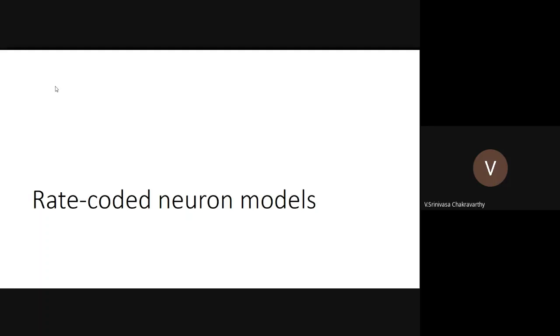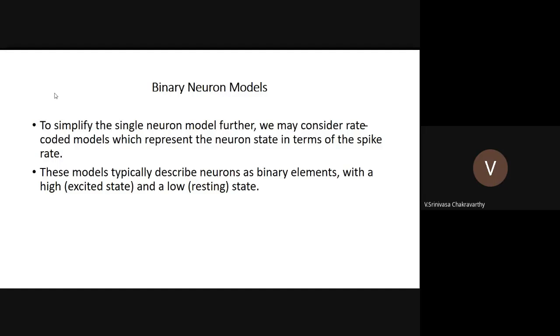Okay, good morning. So, the last several classes, we have been discussing simplified neuron models, right? And today we'll start discussing what is called rate-coded neuron models. So, these are rate-coded neuron models as opposed to another class of models called spiking neuron models. So, let me outline this.